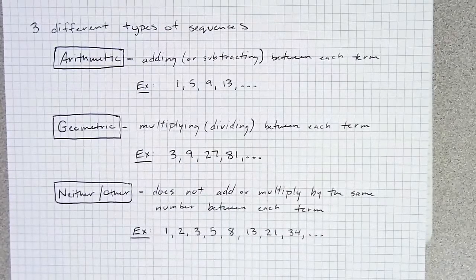So this sequence here is the Fibonacci sequence, where basically you're taking two previous numbers and adding them together to get your next term. So 1 plus 2 is 3, 2 plus 3 is 5, 3 plus 5 is 8, 5 plus 8 is 13. Fairly popular sequence, but it's not arithmetic or geometric because you're not adding or multiplying by the same number each time.